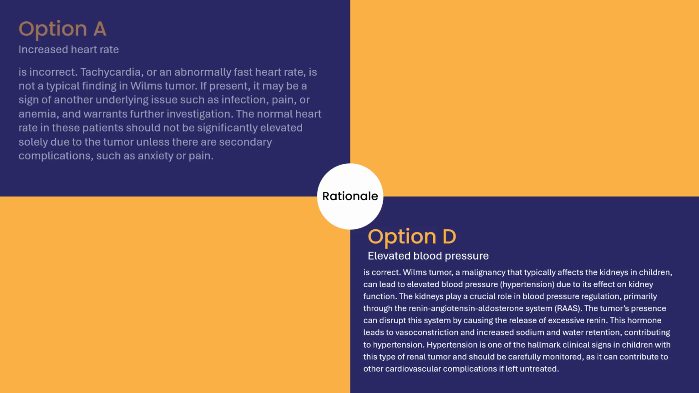A is incorrect. Tachycardia, or an abnormally fast heart rate, is not a typical finding in Wilms tumor. If present, it may be a sign of another underlying issue such as infection, pain, or anemia, and warrants further investigation. The normal heart rate in these patients should not be significantly elevated solely due to the tumor unless there are secondary complications such as anxiety or pain.